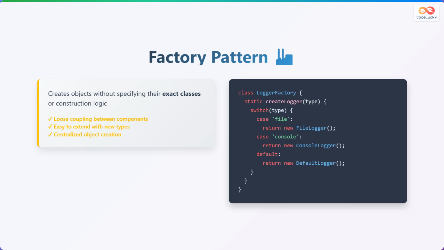This method takes a type parameter and returns a different logger instance based on the type. For example, if the type is file, it returns a file logger instance. If it's console, it returns a console logger instance. If no type is provided, it returns a default logger instance.